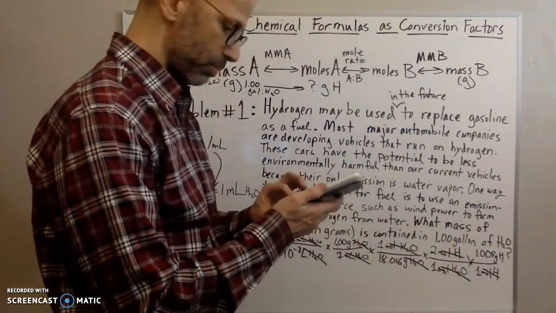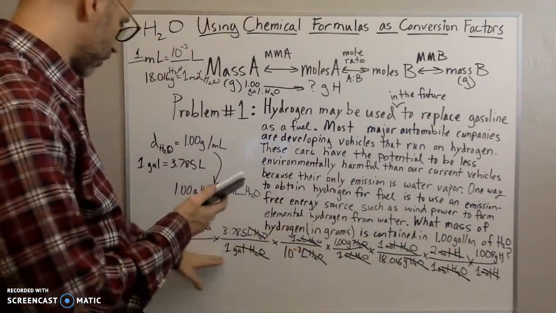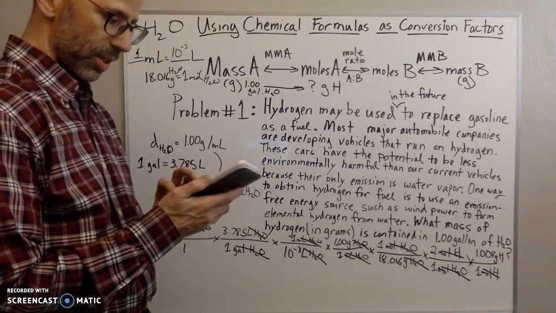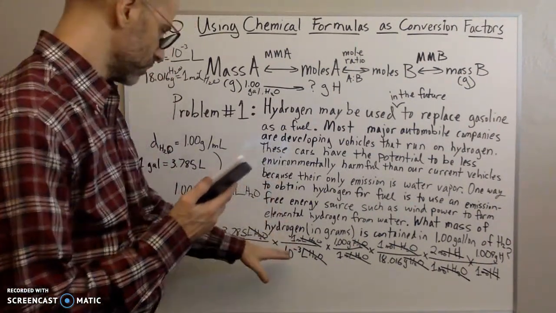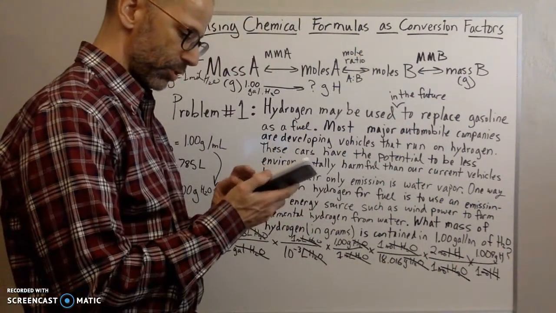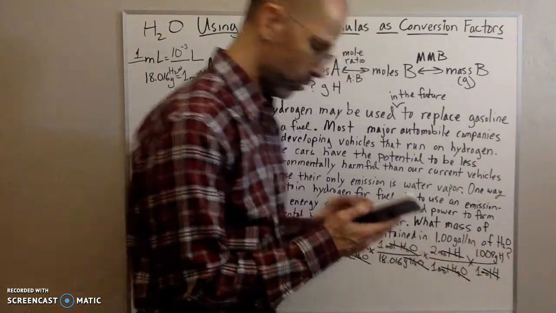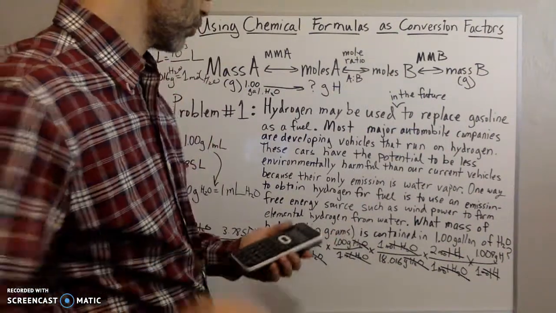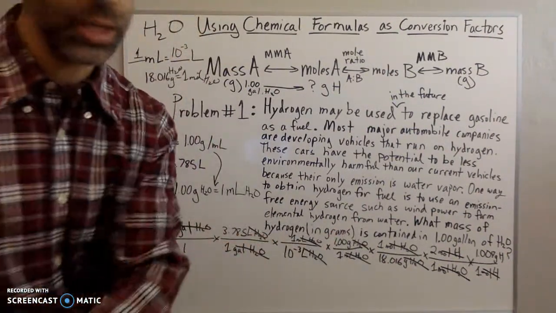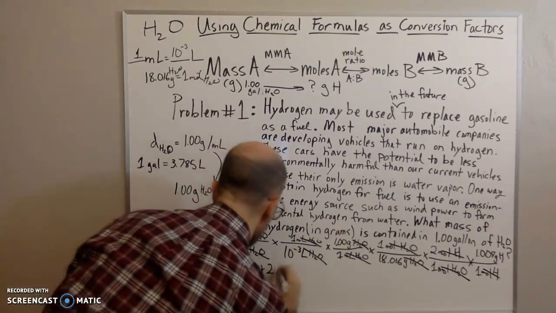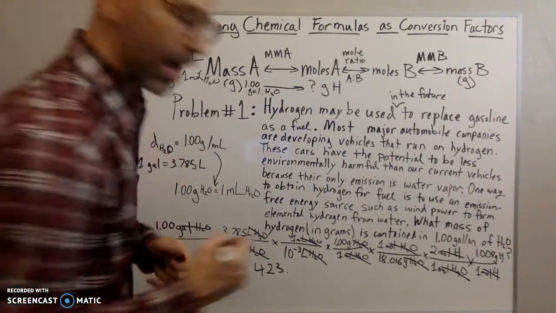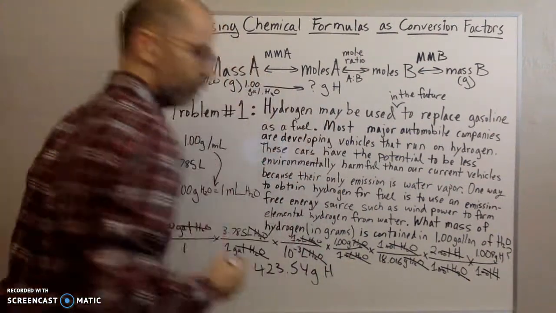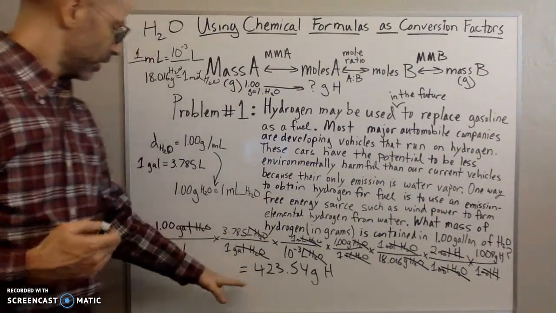times 1.008. Okay, now I'm going to divide by the bottom, divided by 1 times 10 to the negative 3, divided by 1, 18.016, divided by 1, equals, and I get 423.54, and that's going to be grams of hydrogen. And that's how you find the grams of hydrogen.